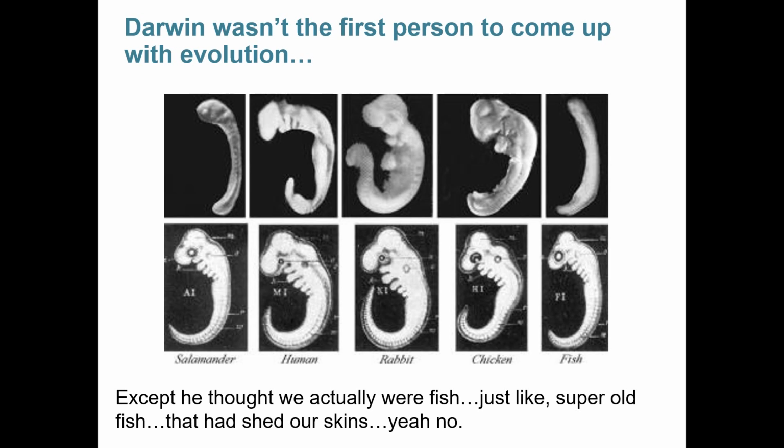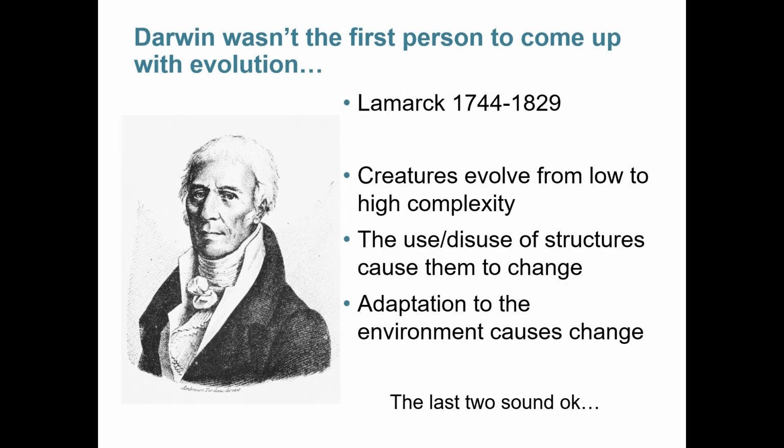Another famous research scientist was Lamarck. Lamarck had this idea that creatures evolved from low to high complexity. He considered organisms like worms and insects to be low complexity and animals like mammals to be high complexity. That's pretty arbitrary, but we could kind of see where that comes from. He thought that the use or disuse of a structure might cause them to change. So if an organism used to fly but doesn't fly anymore, it might lose access to its wings. And that adaptation to the environment causes change. So anytime something is changing in the environment, we might expect the organism itself to change.